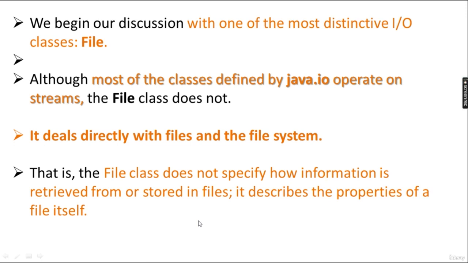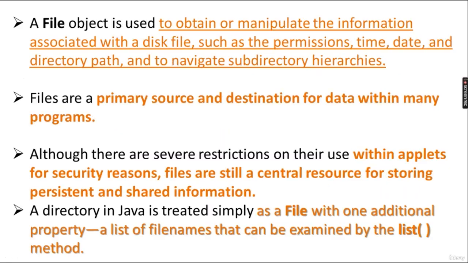So it does not deal with the stream. It directly deals with the file system. That means the File class does not specify how information is retrieved from or stored in files. It describes directly the properties of the file itself. A File object is used to obtain or manipulate the information associated with a disk file, like permission, time, date, directory path, and to navigate the subdirectory hierarchy.